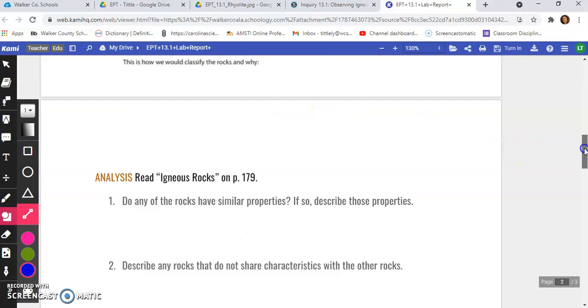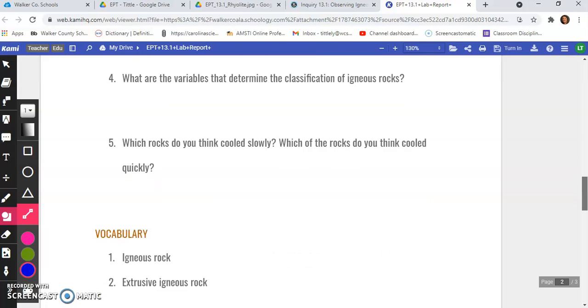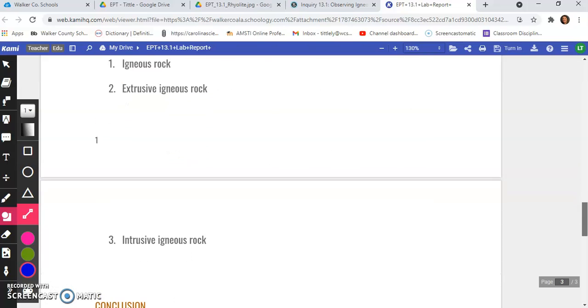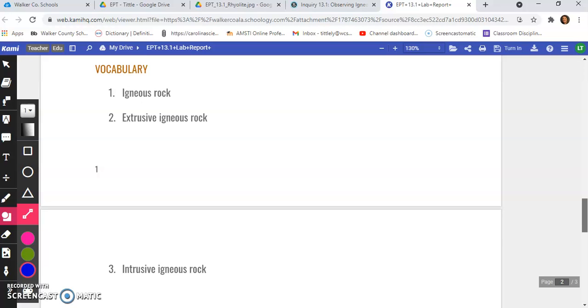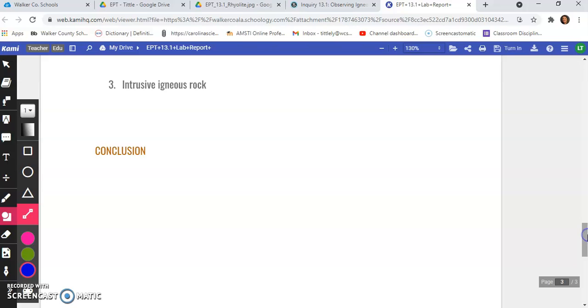Okay, and then to finish up your lab report, you need to read Igneous Rocks on page 179 in the book, and then think about the rocks we looked at and the reading passage and answer your analysis questions. You have 3 vocabulary words. If you can't find extrusive and intrusive igneous rock in the dictionary, then you may Google those. That will be fine. And then at the end, write your conclusion, which summarizes the properties of igneous rocks.